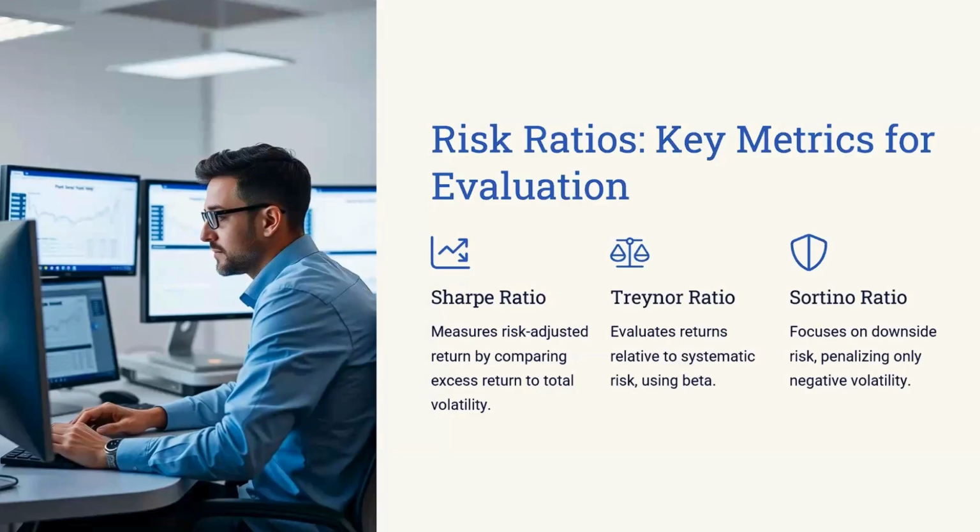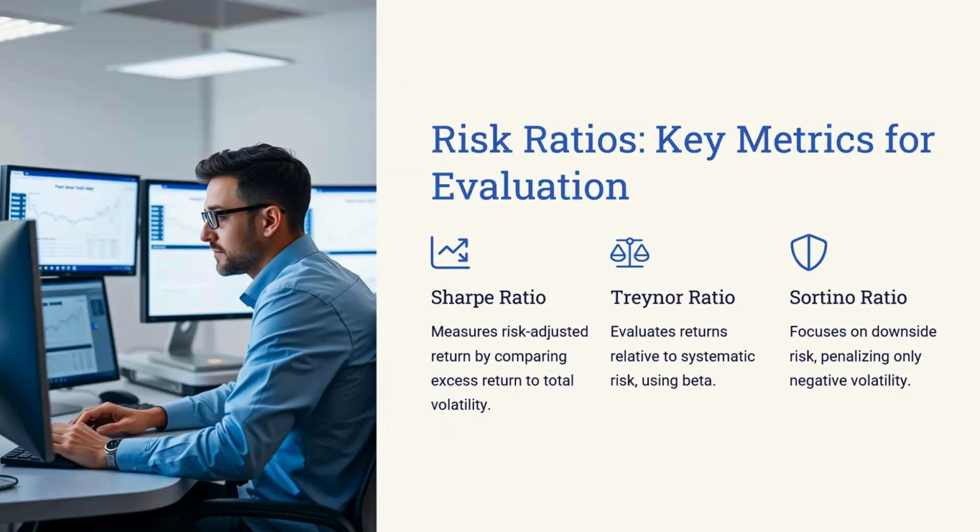Second is the Treynor ratio, similar to the Sharpe ratio, but it evaluates returns relative to systematic risk, or market risk, specifically using beta. It is used for diversified portfolios. Third one is the Sortino ratio. This ratio is a variation of the Sharpe ratio, but specifically focuses on downside risk. It penalizes only negative volatility, unwanted price declines, making it particularly useful for investors concerned about losses. For example, if fund A has a Sharpe ratio of 1.2 and fund B has a Sharpe ratio of 0.8, fund A is providing more return per unit of risk taken, making it potentially a better investment from a risk-adjusted perspective.